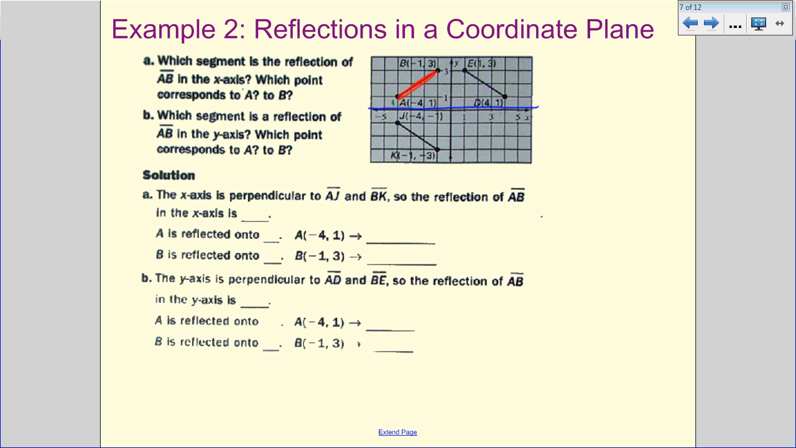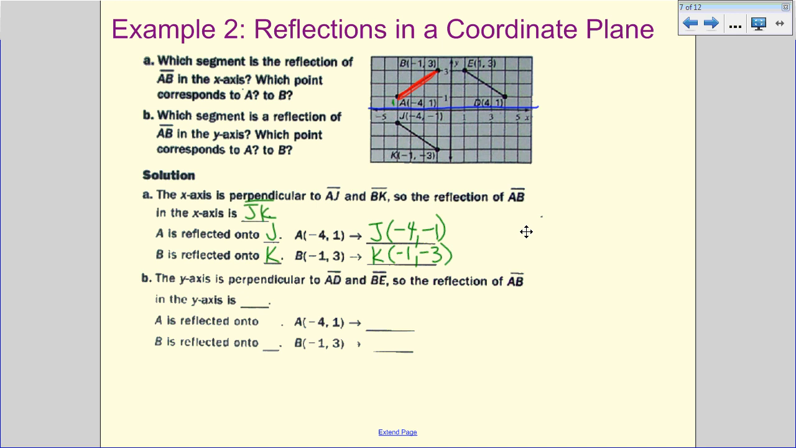So JK is the reflection of that. A would reflect onto J. So A becomes J, which is -4, -1. And B reflects onto K. And so K it's going to be this -1, -3. For B, we want to know which one is the reflection of it over the y-axis.